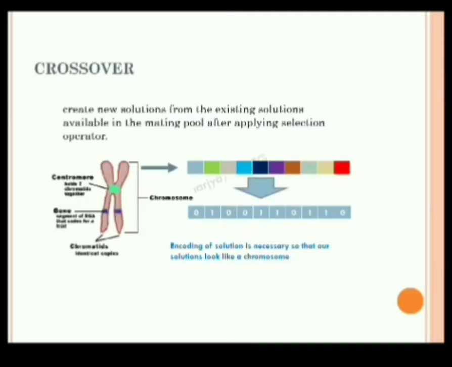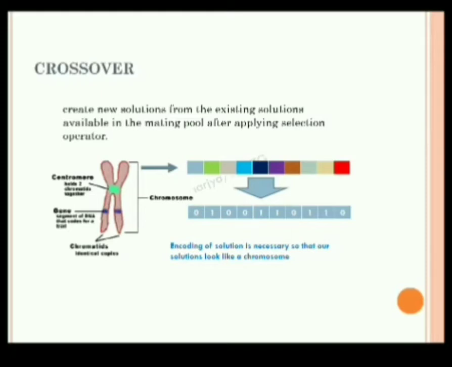Next, crossover. So how to implement this crossover? The crossover operator is used to create new solutions from the existing solutions available in the mating pool. After applying the selection operator, this operator exchanges the gene information between the solutions in the mating pool. So the encoding of solutions is necessary so that our solutions look like a chromosome.